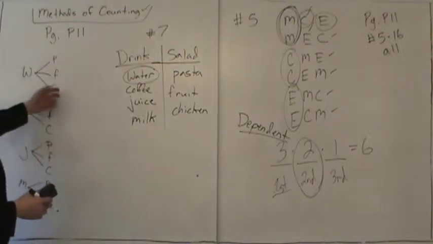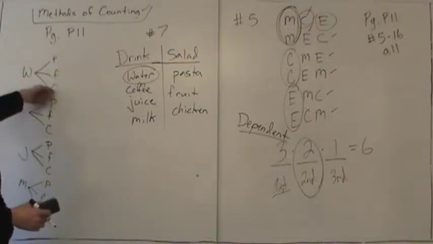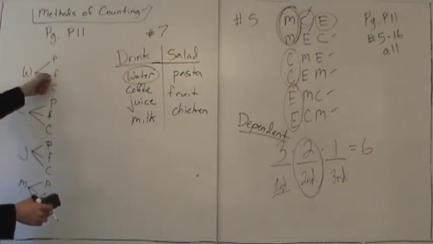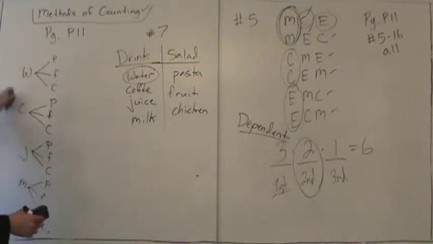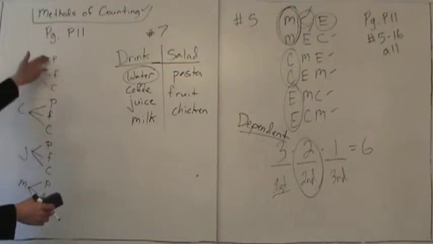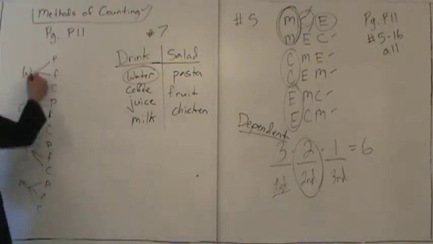So how many options do we have total? Well, you have 1, 2, 3, 4 drink options. You can have water with 3: water with pasta, water with fruit, water with chicken. You can have coffee with pasta, coffee with fruit, coffee with chicken. Do you see that you have 4 options? Water, coffee, juice, or milk. And each of these options has what? 3 choices to go with it.